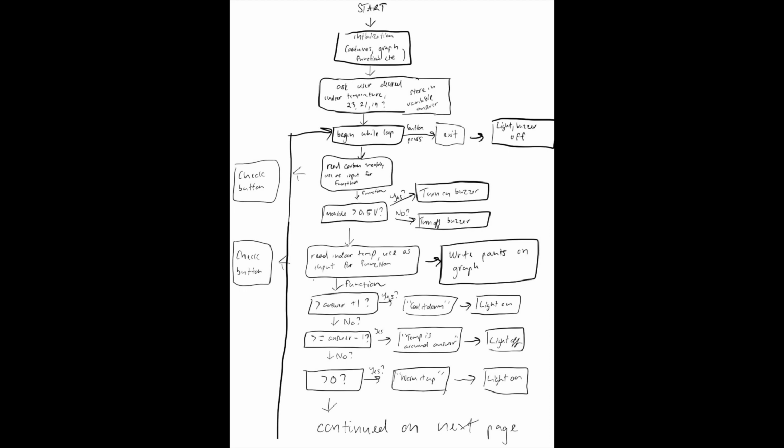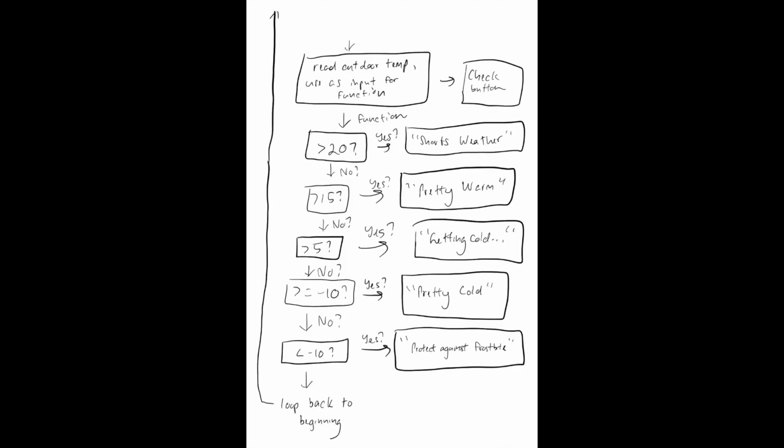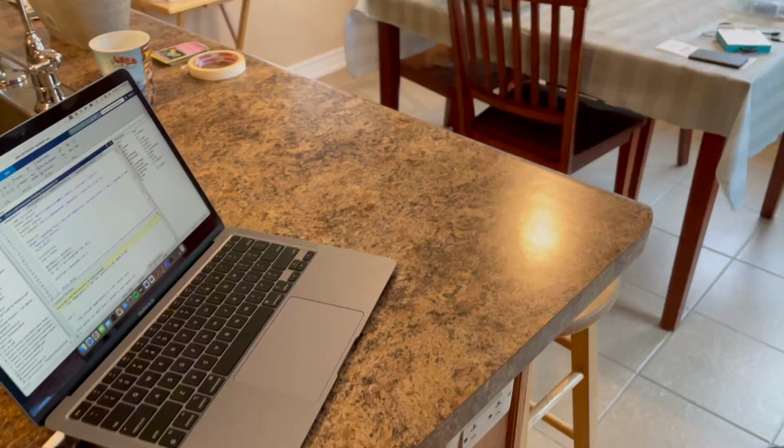After start and initialization, it's going to ask the user the desired indoor temperature, and then it's going to begin the while loop. If the button is pressed, the while loop turns off. It's going to first read carbon monoxide and go through conditionals. Then we're going to move on to the indoor temp, move through conditionals. Then it flows through the outdoor temperature function, and then we loop all the way back to the beginning. So you can see all my sensors are hooked up here.